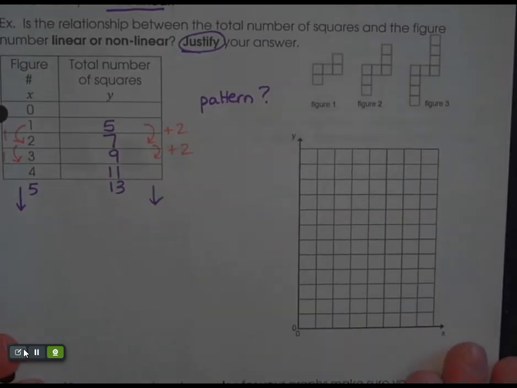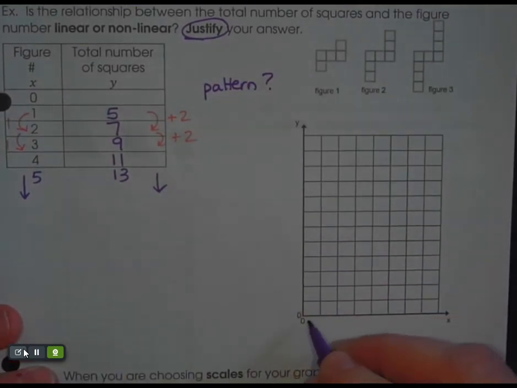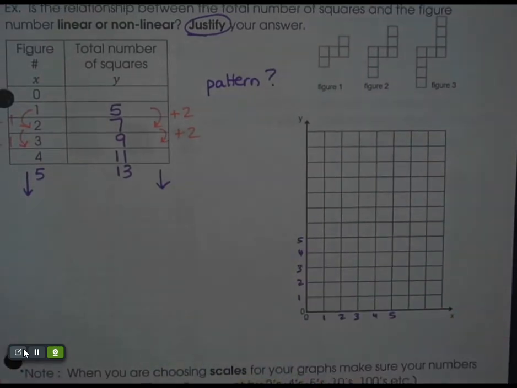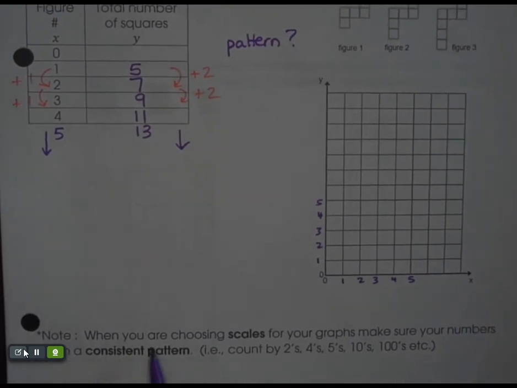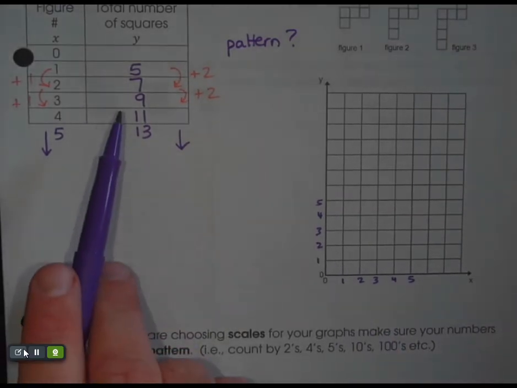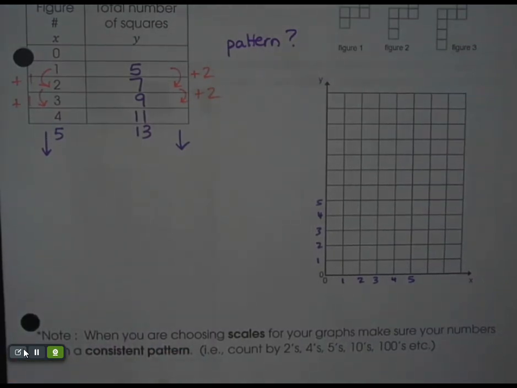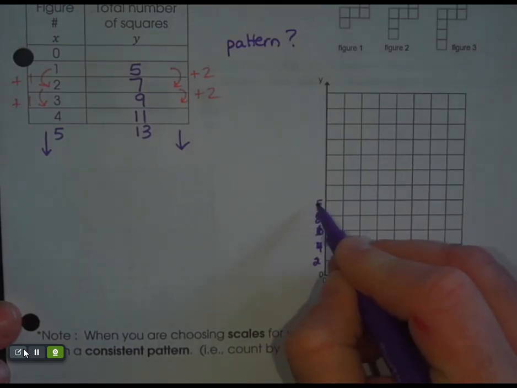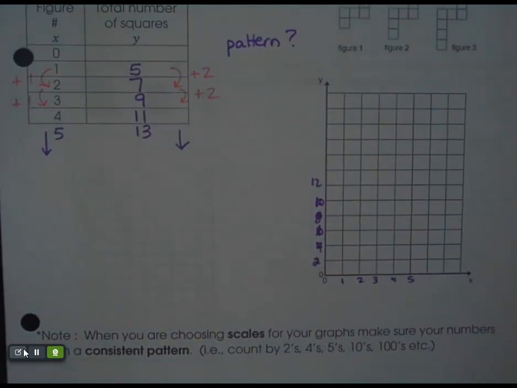We can also plot this as a graph, and we're going to label these as 0, 1, 2, 3, 4, 5, and I'm going to go up by ones here. And it says here underneath, when choosing scales for your graphs, make sure your numbers are a consistent pattern. So you count by 1s or 2s or 4s. And you know what, if I look at this, those numbers are getting big. So maybe I'm going to count by 2s. 2, 4, 6, 8, 10, 12, and so on.